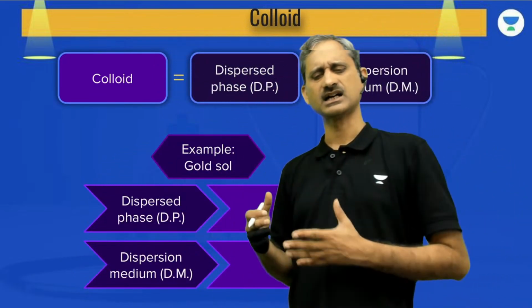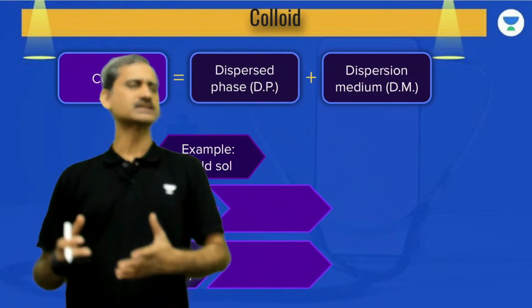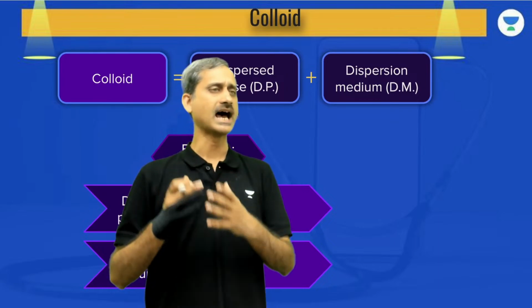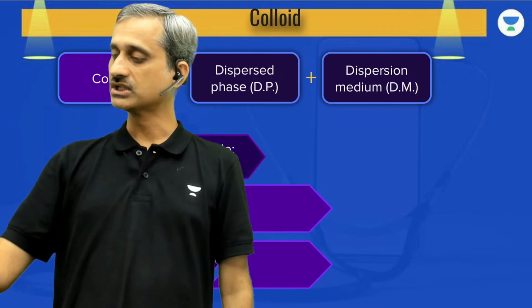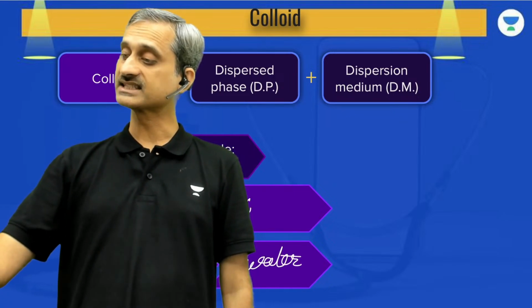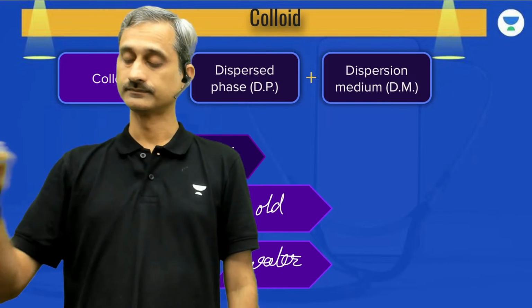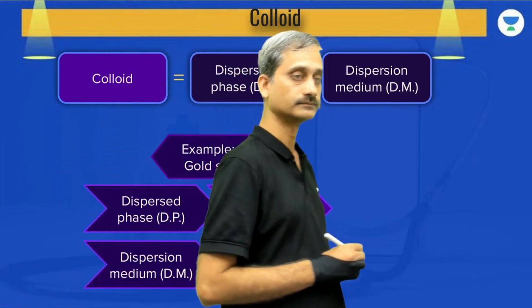So in this case, when we talk about the gold sol, the solid dispersed in a liquid is termed a sol. So this is what we have as the gold sol. The dispersion medium in the gold sol is water, while the dispersed phase is actually metallic gold. So that is what we have as the gold sol.